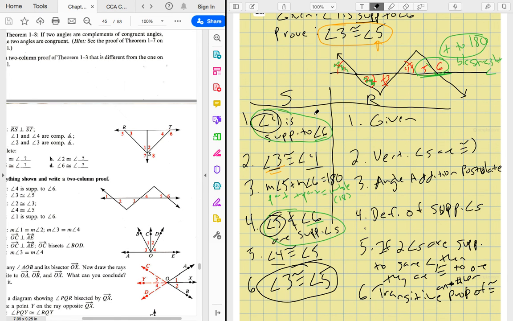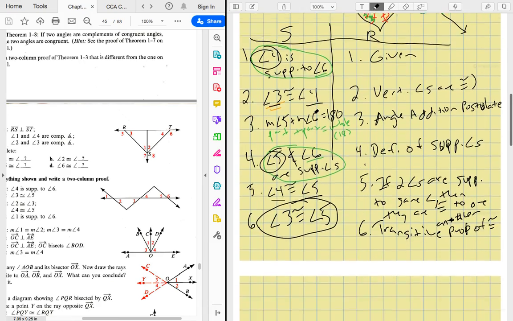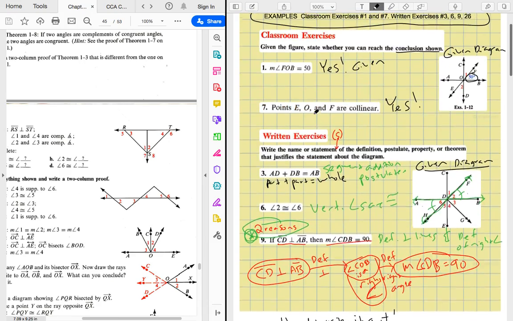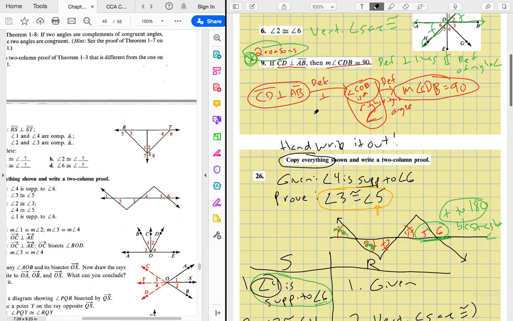We got it proven. I'm going to cut the video right now. Feel free to ask me any questions about this. I will put the video up and as well put up the example problems here too, so you see it in your assignment today.